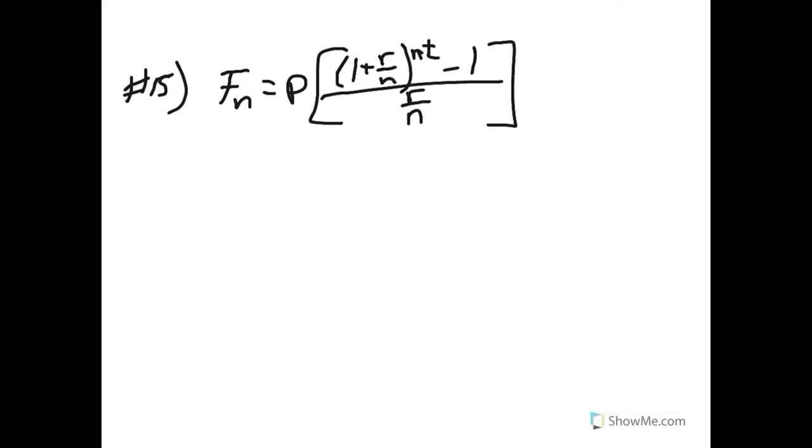Number 15 is a word problem. What is the future value of an annuity? So I'm using the future value formula. It says, what's the future value? So f sub n, don't know what it is. If $1,000 is deposited into an account, so the payment is $1,000, paying 6% interest, so r as a decimal is 0.06, every 6 months for 12 years.